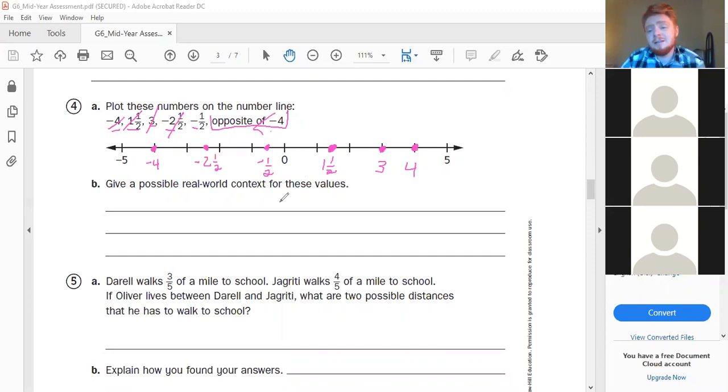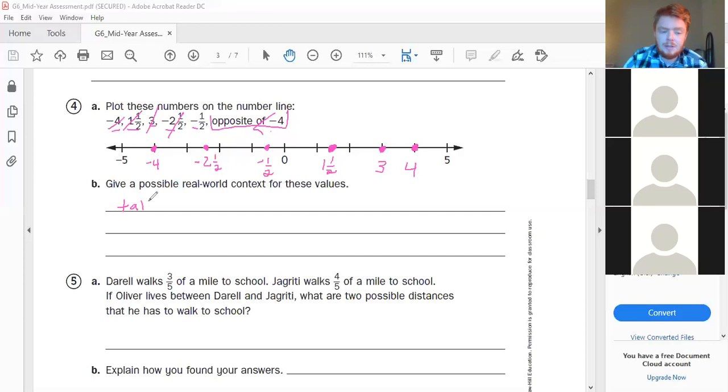So basically it just wants us to give an example of how these could work. My favorite example, because it's the easiest, is talking about steps. Monday, I took 1.5 steps. Tuesday, I took 3 steps, took 4 steps. On this day, I took a half a step backwards, took 2.5 steps backwards, 4 steps backwards, and so on. Does anybody else have a different example they want to share?